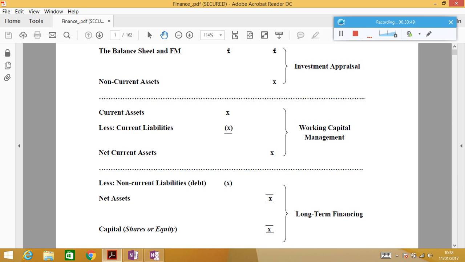Now let us start back here on the debt. How many debts do we have, guys? How many types of debts do we have?